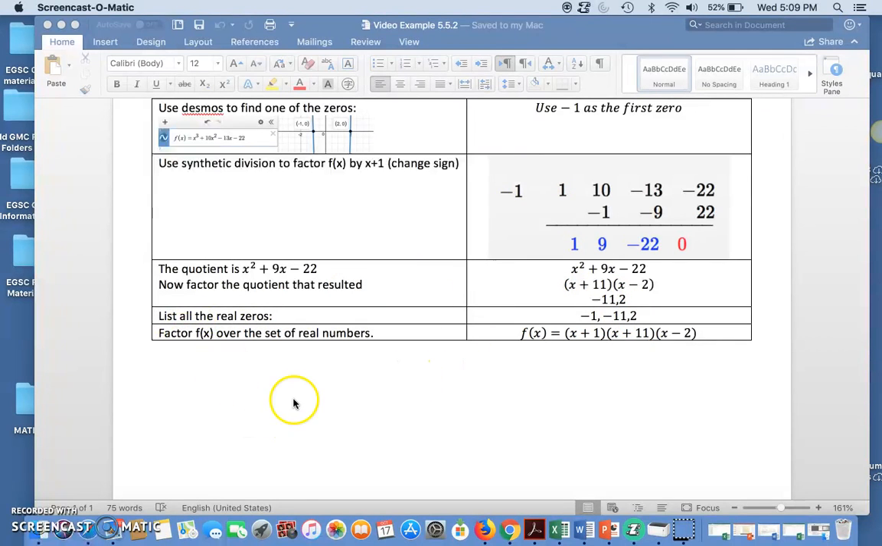And then you can take those and write them into factors. X, change the sign, 1. X, change the sign, 11. X, change the sign, -2. And that is the function written in factored form.